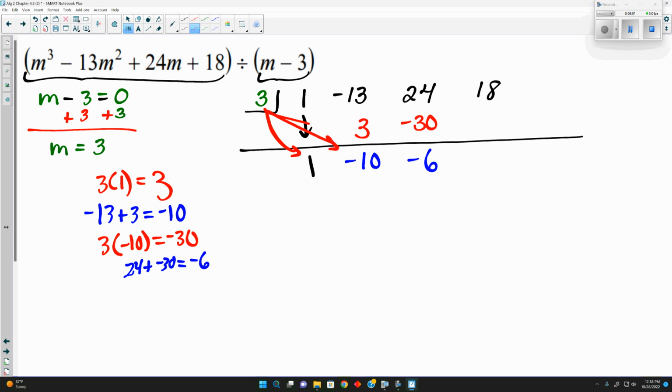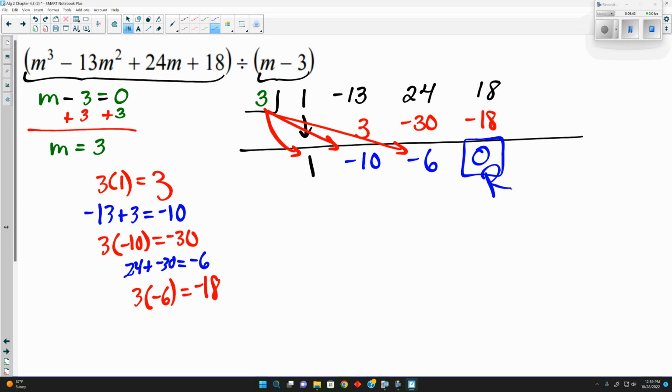Do it again. 3 times negative 6. And lastly, negative 18 plus negative 18 cancels out and is 0. Do we have any other numbers left after that? So we stop. What I always do is I box the last number under the line. The reason I box it is a reminder to myself, this is the remainder. And so for us here, the remainder is 0, we don't have one.